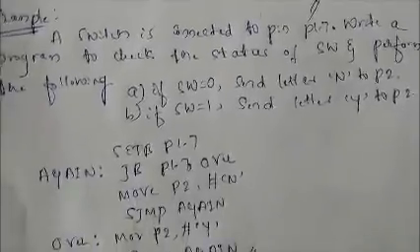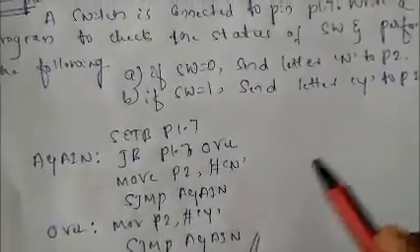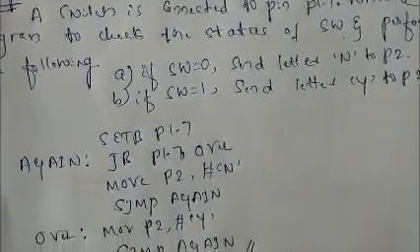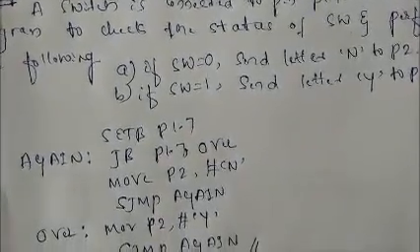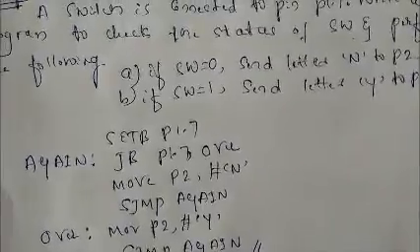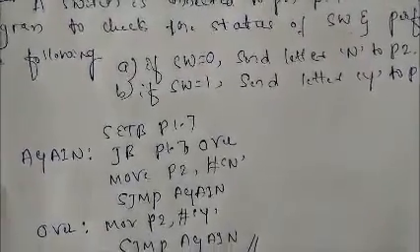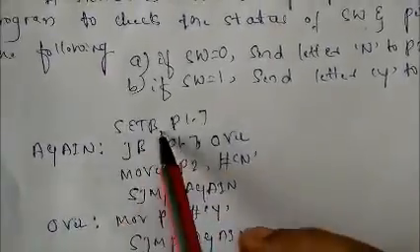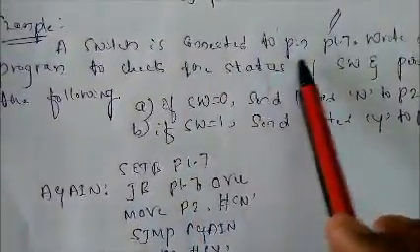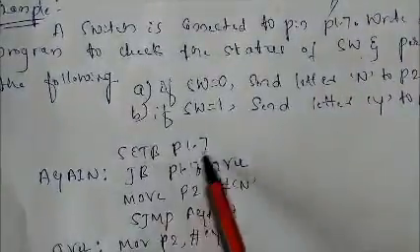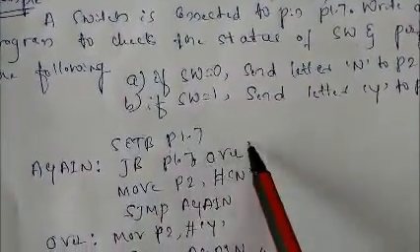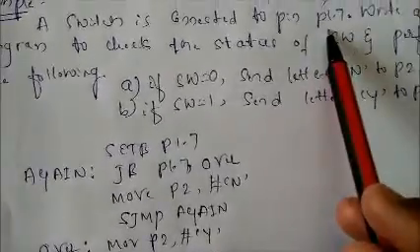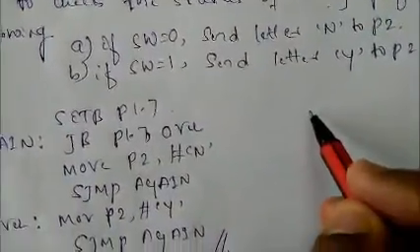Is it clear? So how to write the programming? Already you know that the switch is a sensor, that is your input device, because by seeing the status of the switch, it will perform something. That means the switch is your input device, LED is your output device. Is it clear? So SETB, here I am using P1.7. That means SETB P1.7 means I am making P1.7 an input port, because the switch is connected to this port. So for example, I will show here.